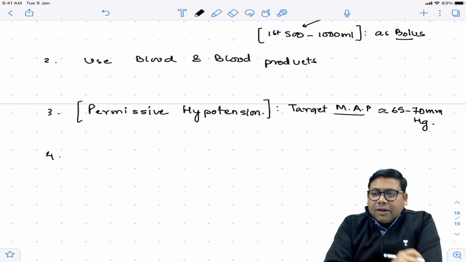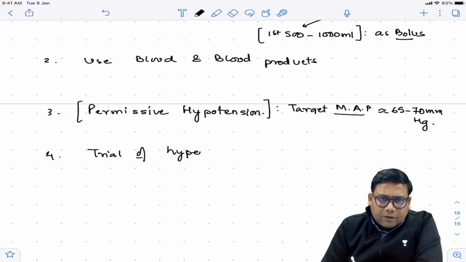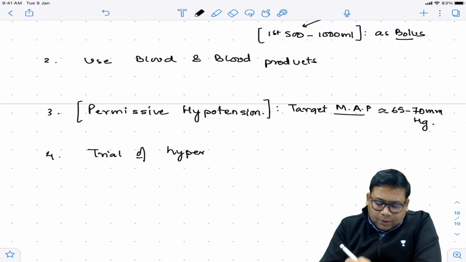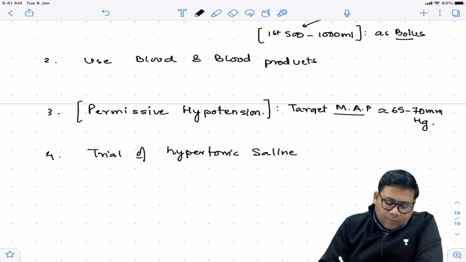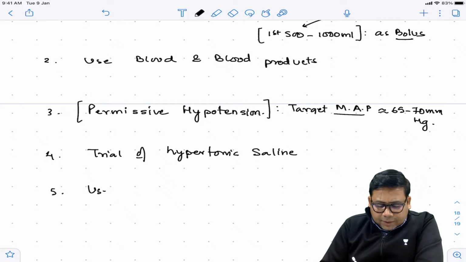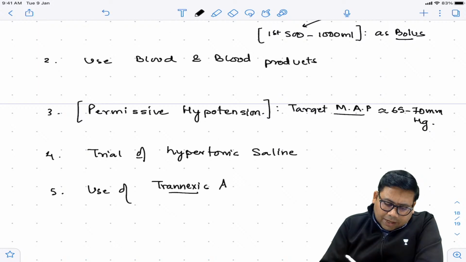The fourth important thing in this category is to go for a trial of hypertonic saline. You can give 100 ml or 200 ml of 3% hypertonic saline. This will give you the same effect that a colloid gives you. And then the fifth is the use of tranexamic acid. Do you know tranexamic acid is actually a clot stabilizer? Tranexamic acid is something which is a gift to humanity.